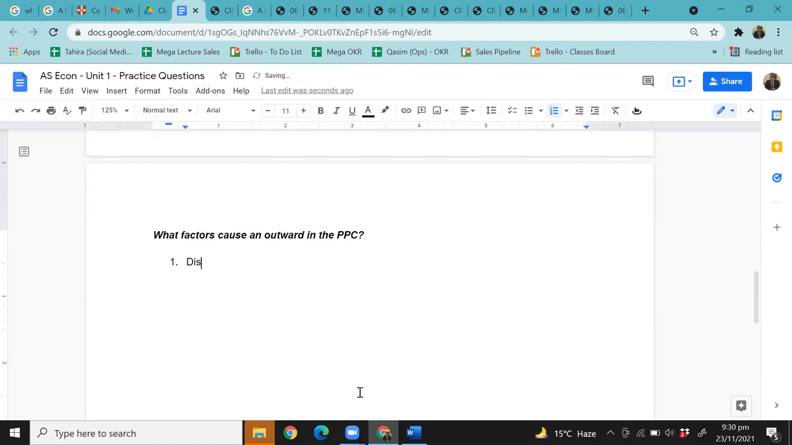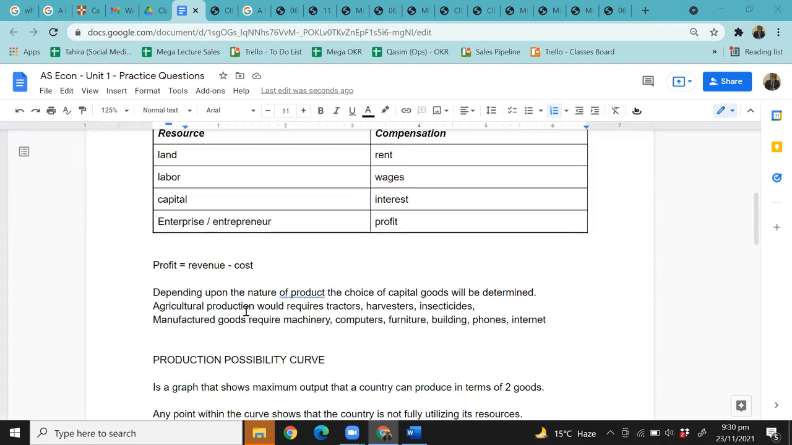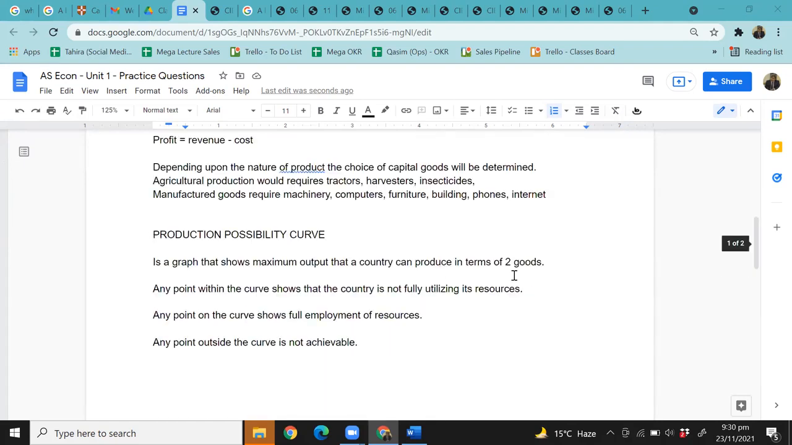Discovery of natural resources. So what happens, obviously over years, countries discover more natural resources. There were rumors going on, I don't know if that's correct or not, that Pakistan has discovered one of the largest coal reserves in the region, and so on. So this is what discovery of natural resources is. Then there was another point: productivity, new technology.